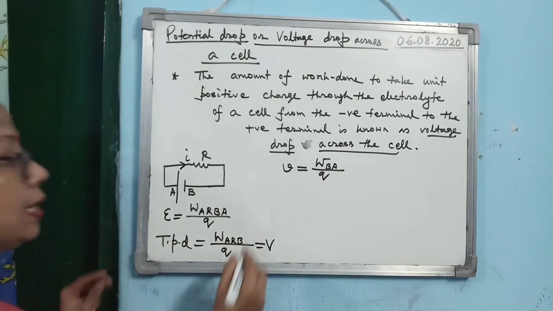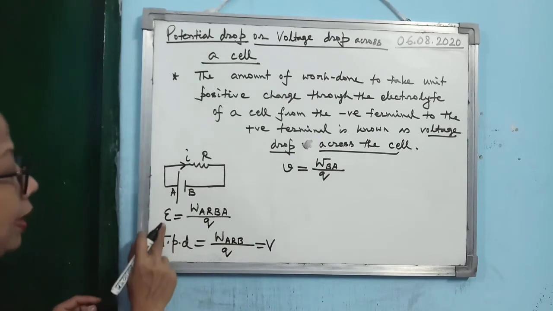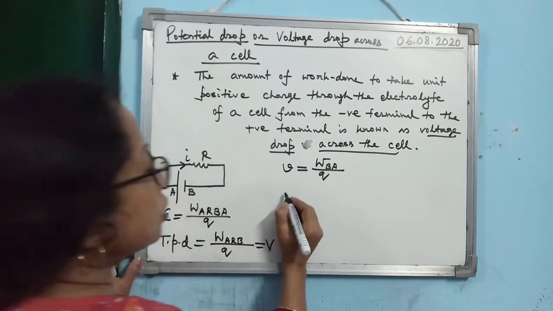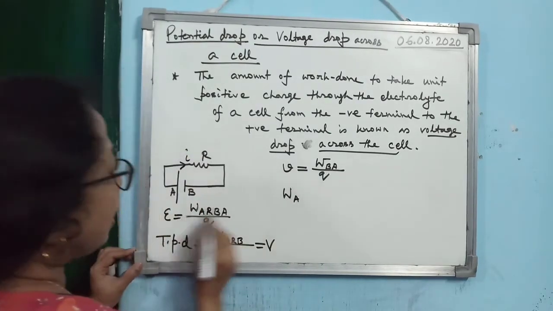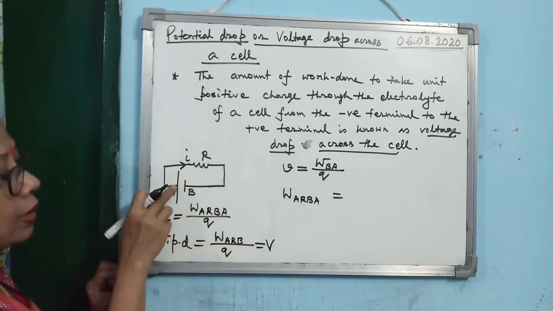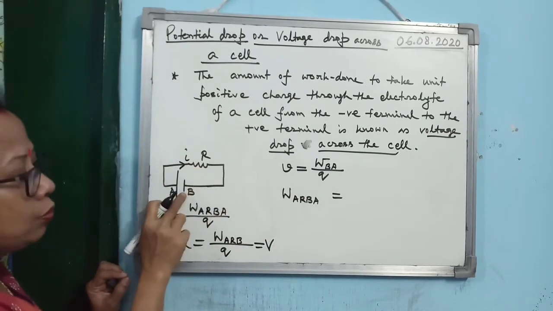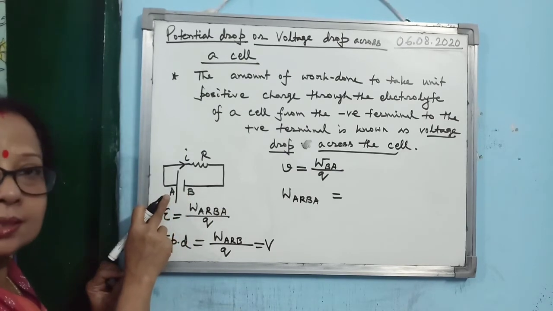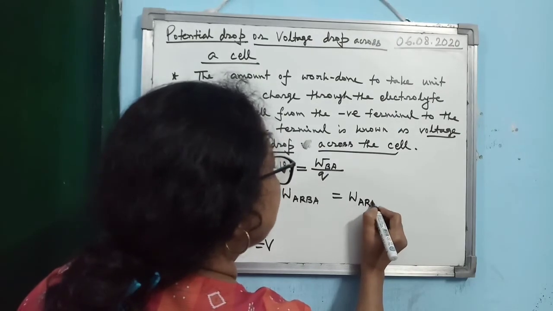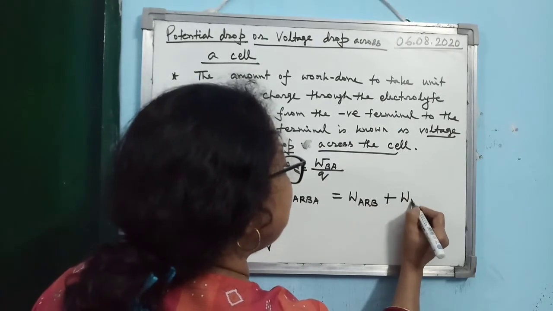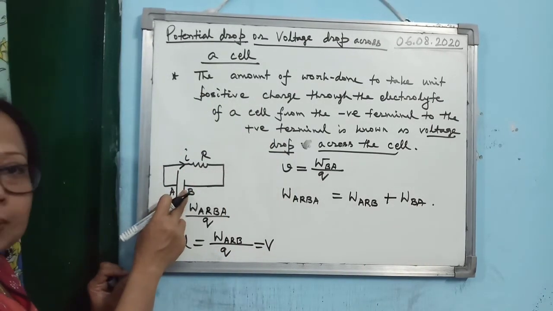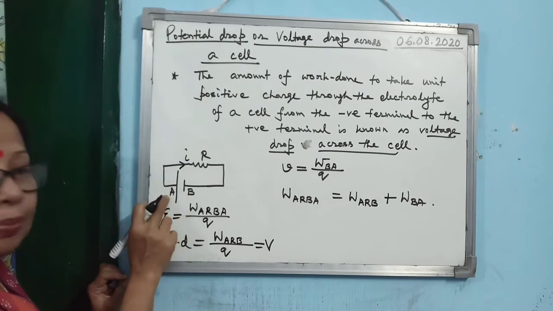Now, what is the relation between EMF, terminal PD and voltage drop? Let us find out. It is very easy. The work done A to R to B to A: you start from A, go through R, come to B, then go to A. This is the total work done. Now, you can break the total work done into two parts: A to R to B, and then from B to A.